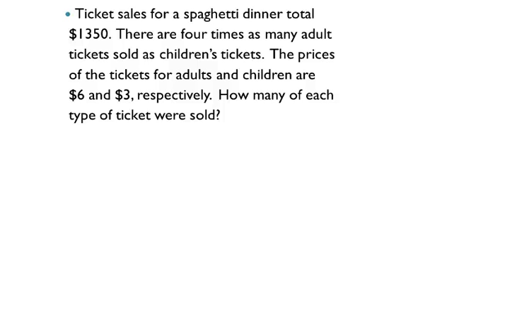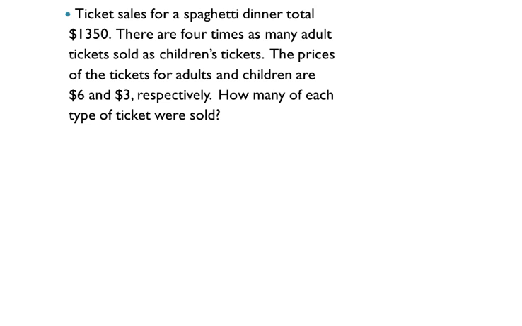Once again, we'll start by reading the problem. Ticket sales for spaghetti dinner total $1,350. There are 4 times as many adult tickets sold as children's tickets. The prices of the tickets for adults and children are $6 and $3 respectively. How many of each type of ticket were sold?